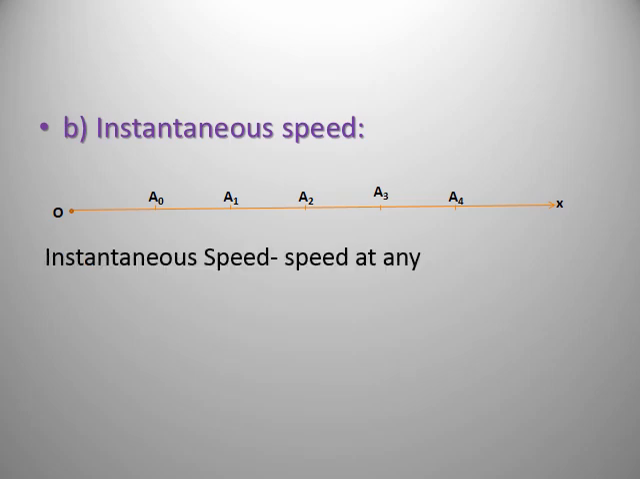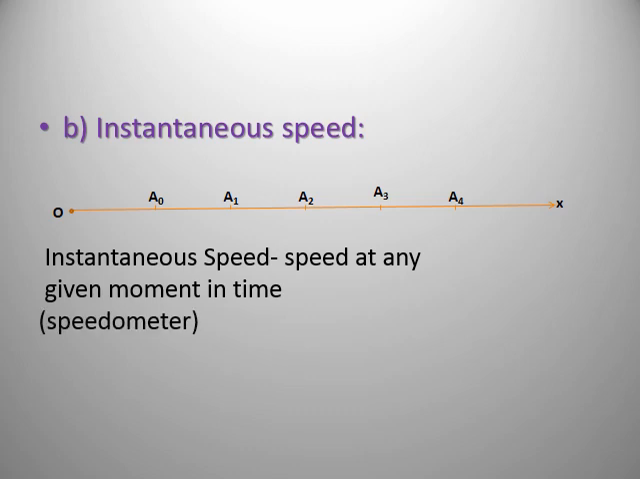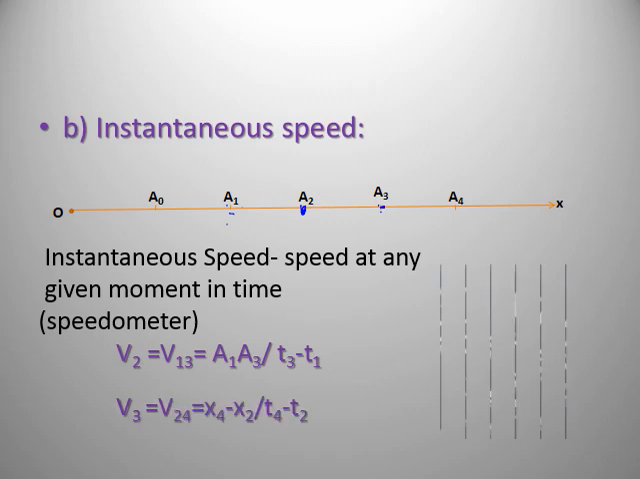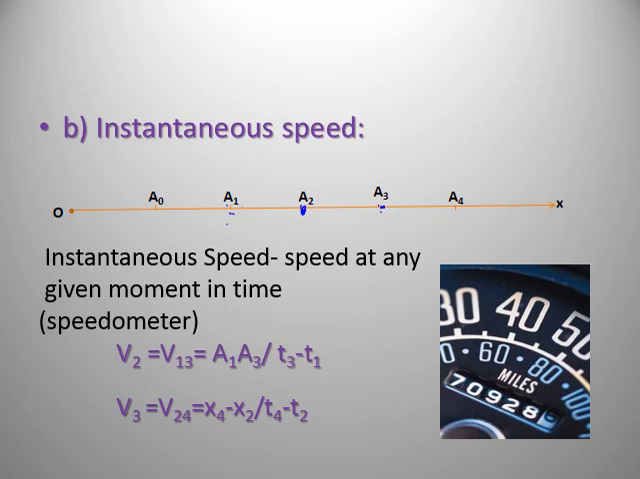Instantaneous speed. Instantaneous speed at any given moment in time, as on a speedometer. V2 is equal to V1,3, which equals the distance from A1 to A3 over T3 minus T1. Another example, V3 is V2,4, the distance from A2 to A4 over T4 minus T2.